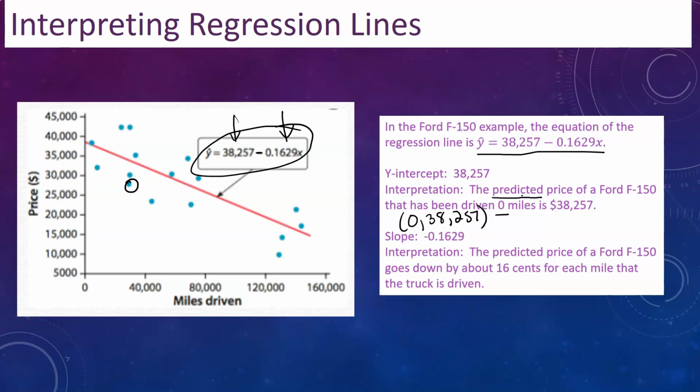Now let's take a look at our slope. That's the number in front of our x. The slope is negative 0.1629. The interpretation is the predicted price of a Ford F-150 goes down, that's where the negative comes in, by about 16 cents for each mile. Remember, this is miles driven, so 1 unit is 1 mile, so we're talking about each mile. I rounded this off since this is money, and I said it's about 16 cents. It goes down because it's negative there.